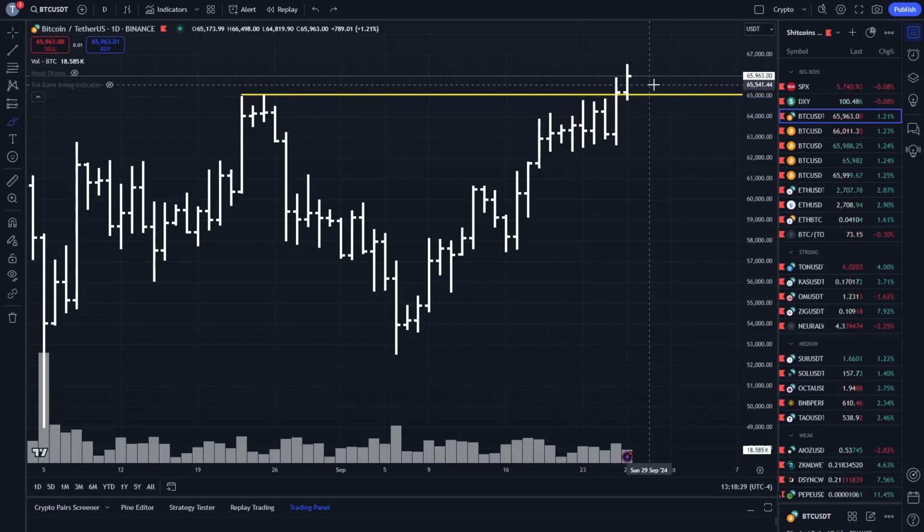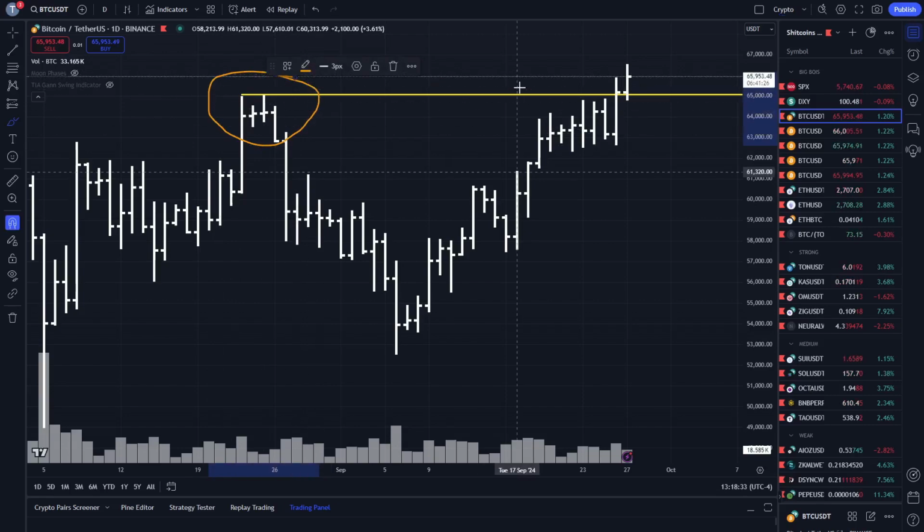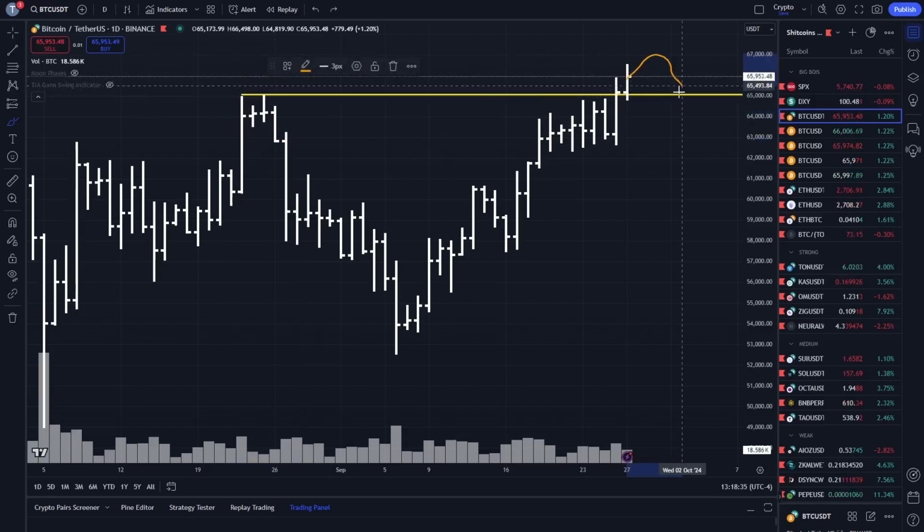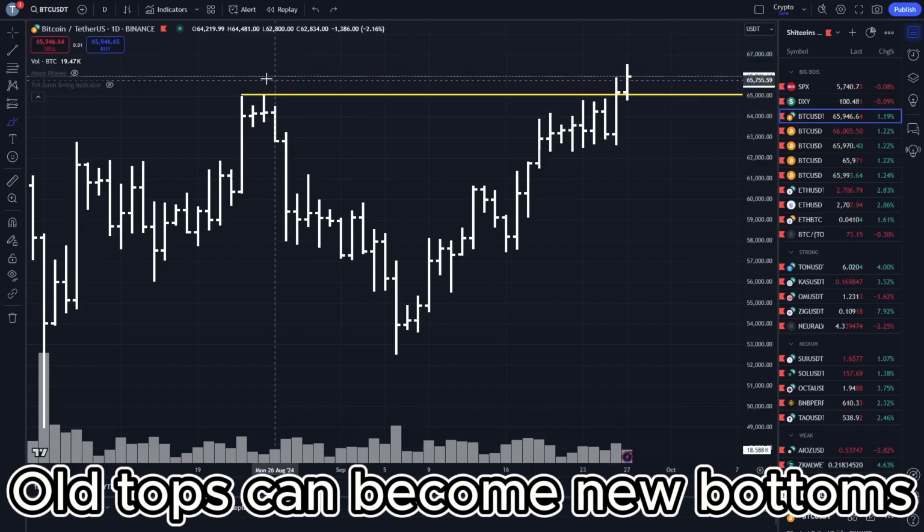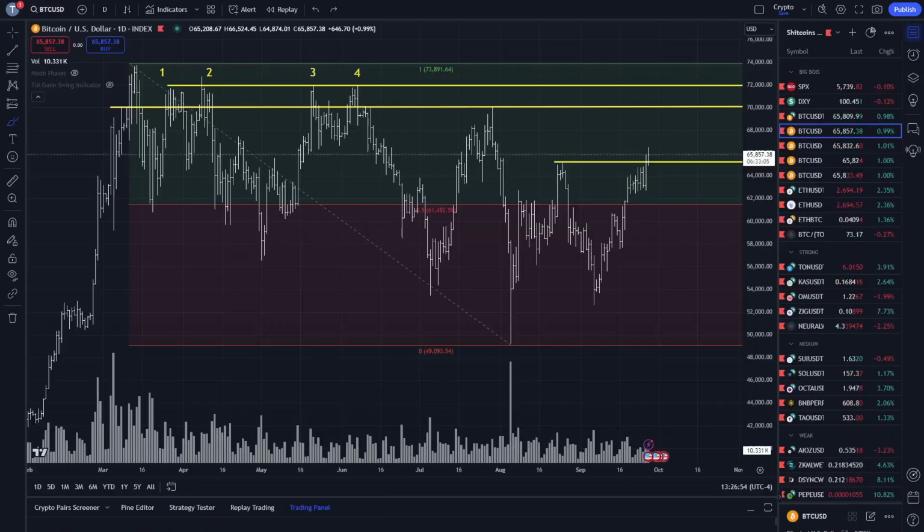When this happens, we have to flip that level so it's no longer resistance. Instead, we want it to act as support. And we have our rules: all tops can become new bottoms. Our macro chart has not changed. So basically, we have support at 65K as explained previously. Else, we have resistance at 70K.